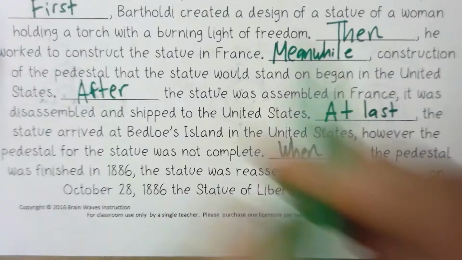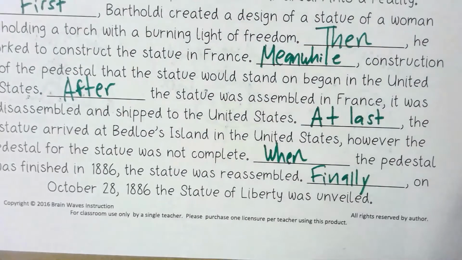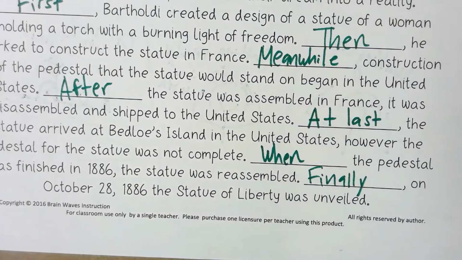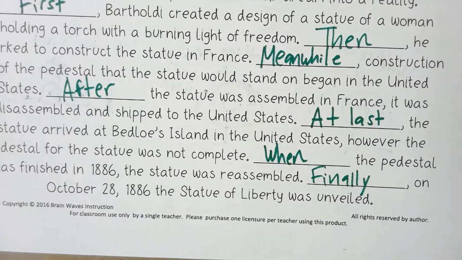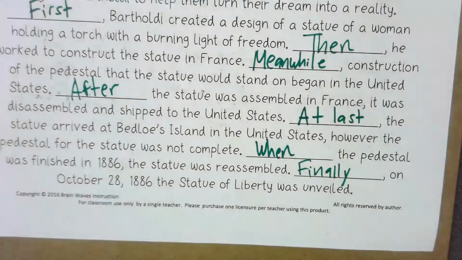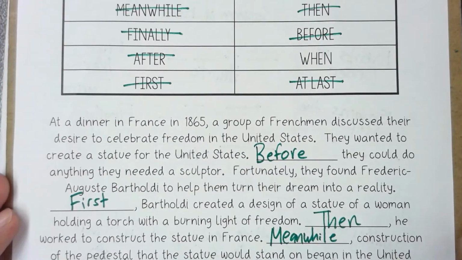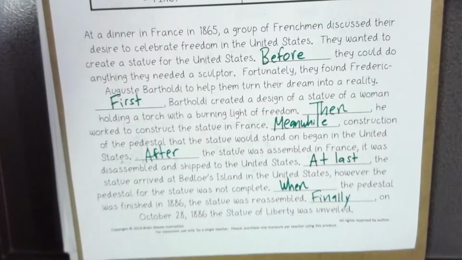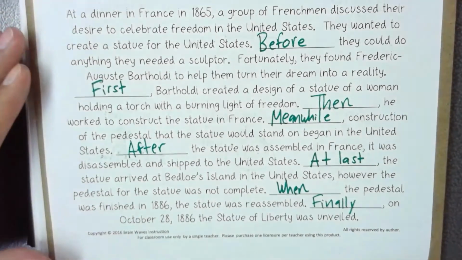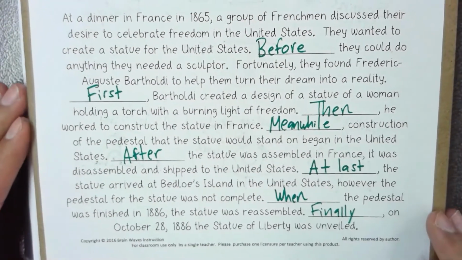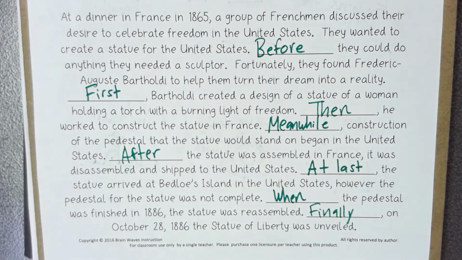Please make sure that you have this written down with me. Congratulations, you were able to use the signal words in the text in order to make the passage make sense. So please make sure that you write your name and that you turn this in into the turn-in bin. Congratulations. And you are done.